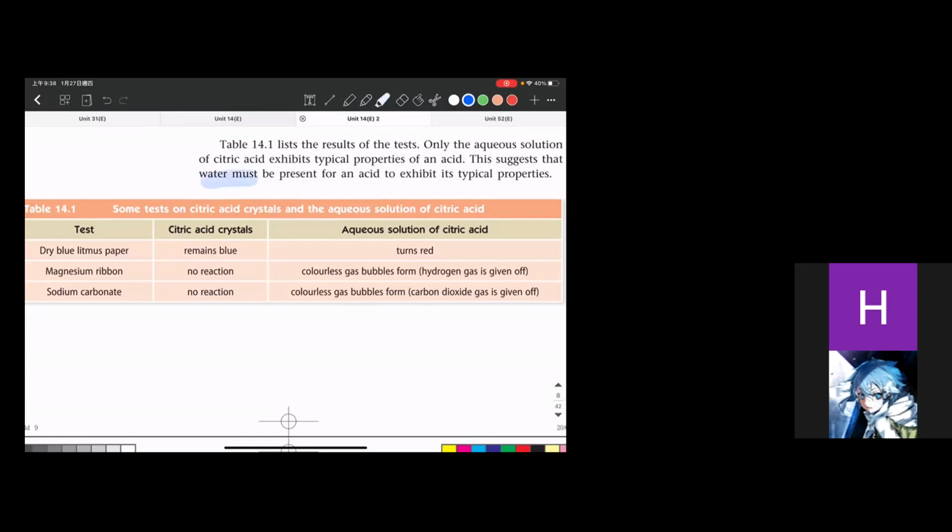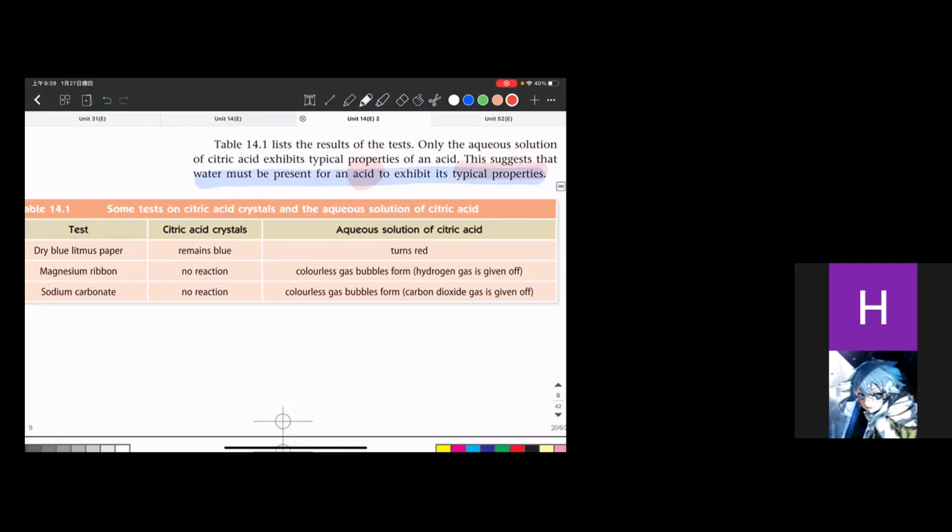So it is exactly this same sentence. But what is meant by the acid and then typical property? The typical property of an acid, of course, we will call it a type of acidic property. So what is said as an acidic property?